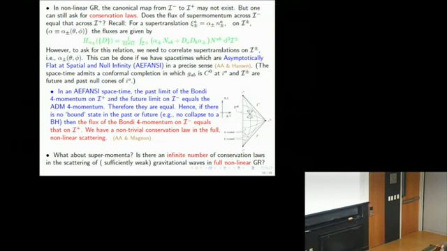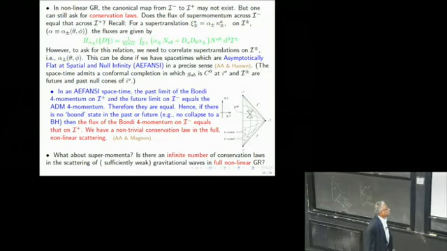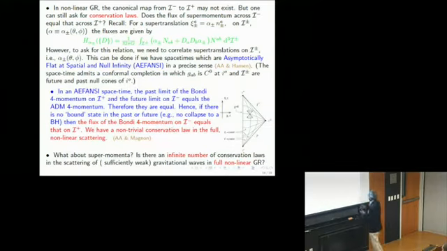So in AFANSI spacetimes, the past limit of the Bondi four-momentum on Scri+ and the future limit on Scri- are the same. I can look at the Bondi momentum up here and take the past limit. That limit turns out to be the ADM four-momentum. I can take the future limit of the Bondi momentum. I'm talking about four-momentum, not fluxes. And that is again going to be just the ADM four-momentum. Therefore, the past limit here is the same as the future limit here.